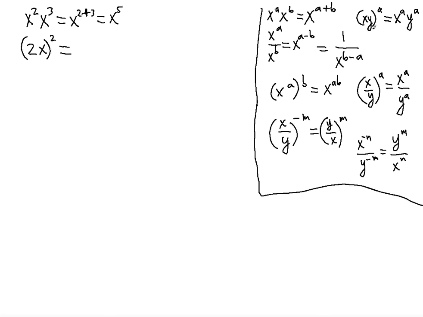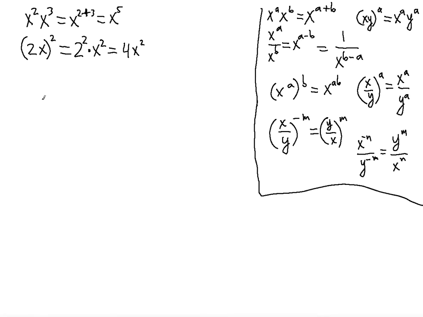Basically, you split this product xy into individual bases x and y, and you apply the power that was meant for the product to each of these bases. So in this example, it's going to be 2 squared times x squared, and that is equal to 4x squared. Now let's try something else.